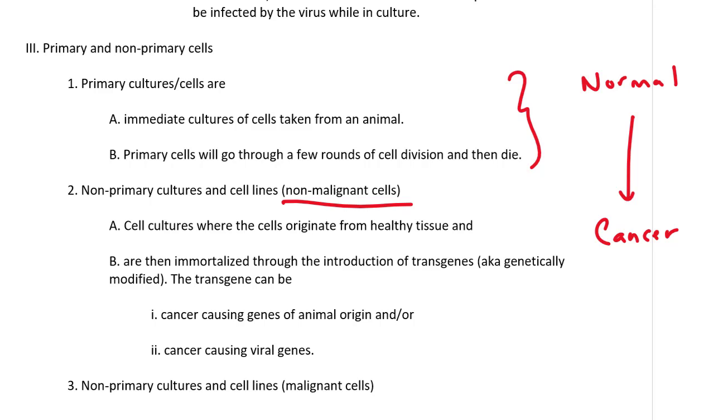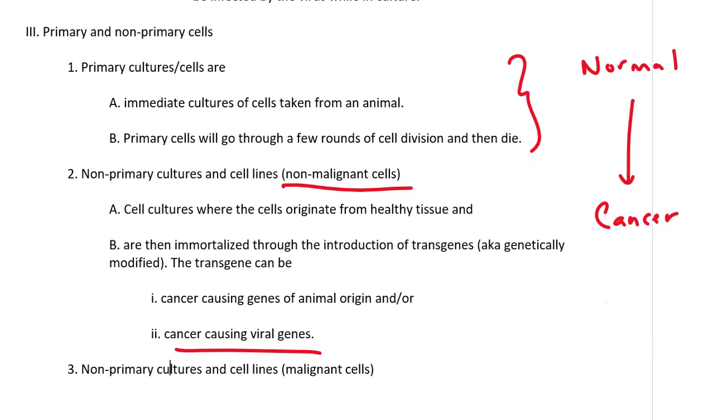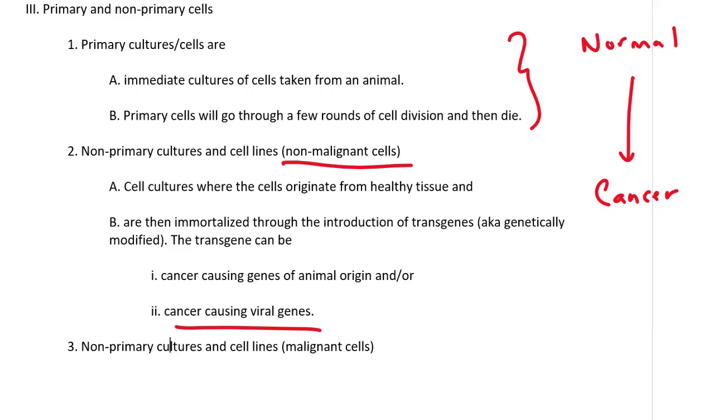Okay, so what you're doing is you're taking these normal cells and you are going to transform them. The way you do that is you introduce genes that cause cancer. So oncogenes are one way. Or you infect them with viruses that cause cancer. So cancer-causing viruses. And once they're cancer-like, they can divide as many times as you wish and not die.